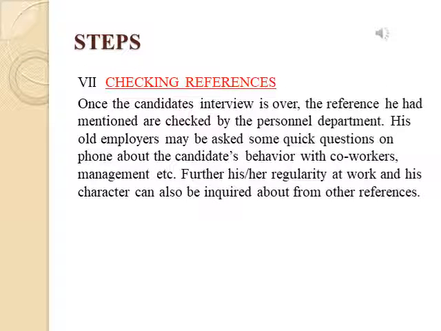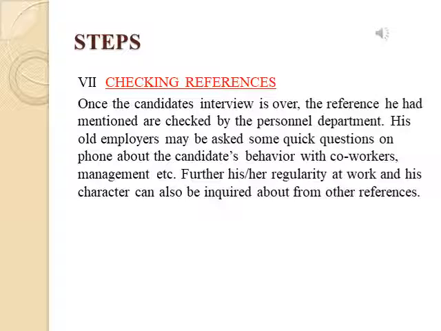The next step is checking references. Once the candidate's interview is over, the references he had mentioned are checked by the personnel department. His old employers may be asked some quick questions on phone about the candidate's behavior with co-workers, management, etc. Further, his or her regularity at work and his character can also be inquired about from other references. Basically, references may provide significant information about the candidates if they happened to be his former employers or with whom he might have been working earlier.